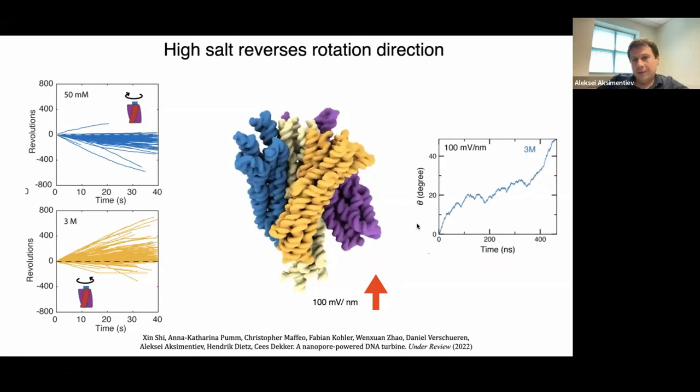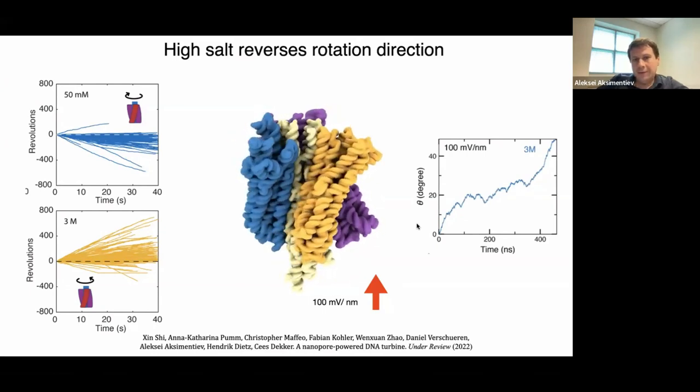We did the simulation, basically we mimicked this in our supercomputer, and we also saw that it's spinning the other way under identical conditions. So the salt has this interesting ability to reverse the direction of motion, and it took us about a year to figure out why this actually happens.